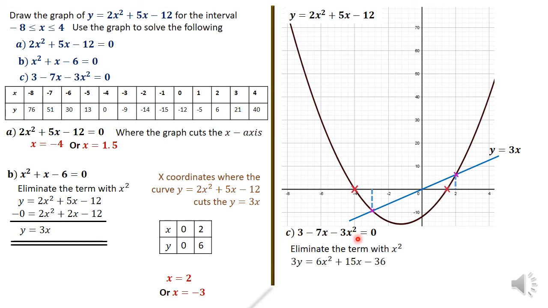And so let's go. The first one, everything has been multiplied by 3, so we get 3y equals 6x squared plus 15x minus 36. That's what we have here. This other one, having rearranged and having multiplied every term by 2, we get this: minus 6x squared minus 14x plus 6.